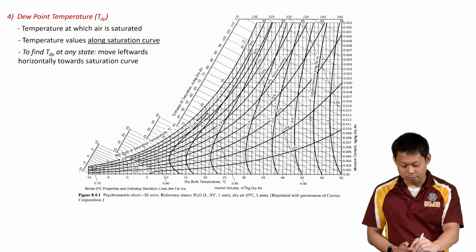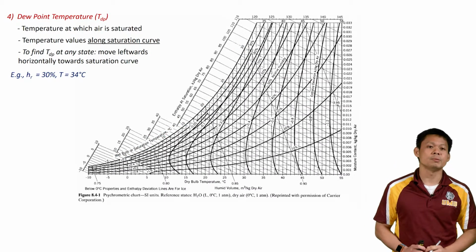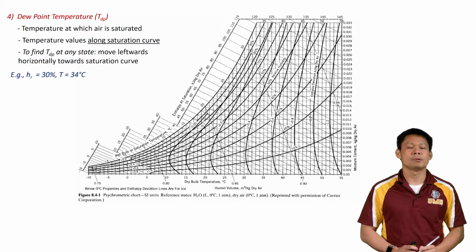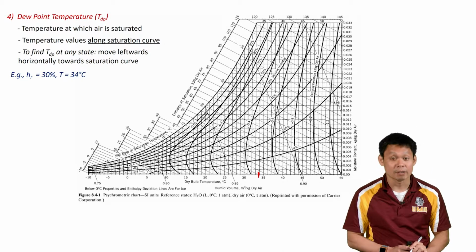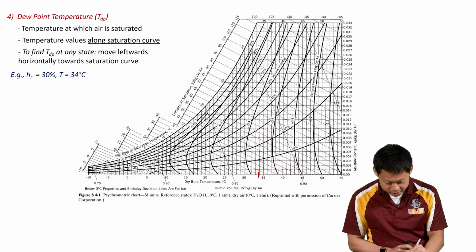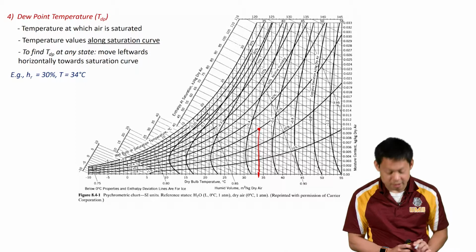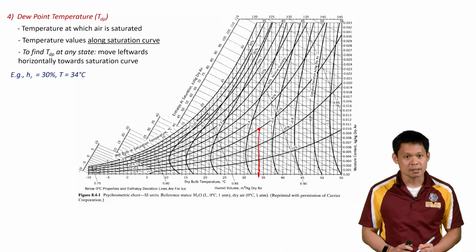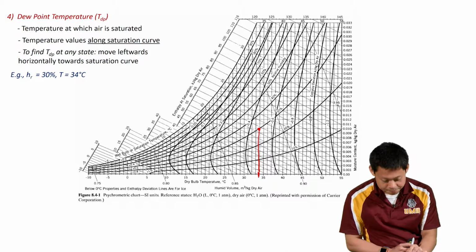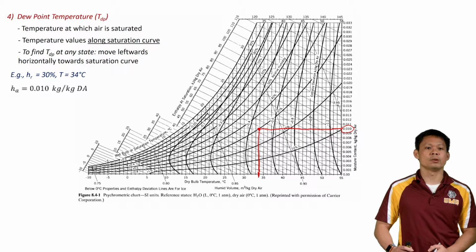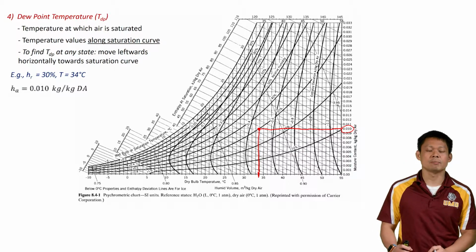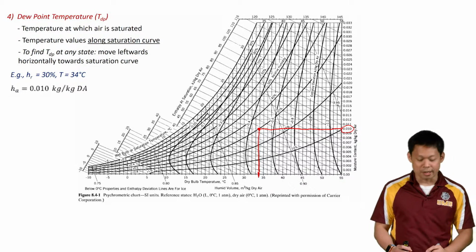Let's do a quick example. We have a relative humidity of 30% and a dry bulb temperature of 34 degrees C. So we are at a temperature of 34 degrees C right here, and we are at 30%. So if we move upwards towards the 30% relative humidity curve, that's where we are at. To read our absolute humidity, we just have to go right towards the y-axis, and we see that we have an absolute humidity of 0.01 kilograms of water vapor per kilogram of dry air.